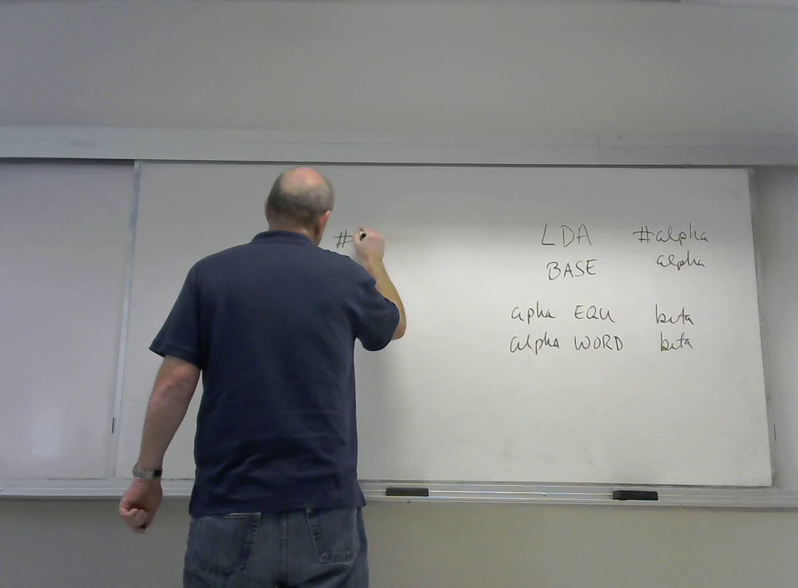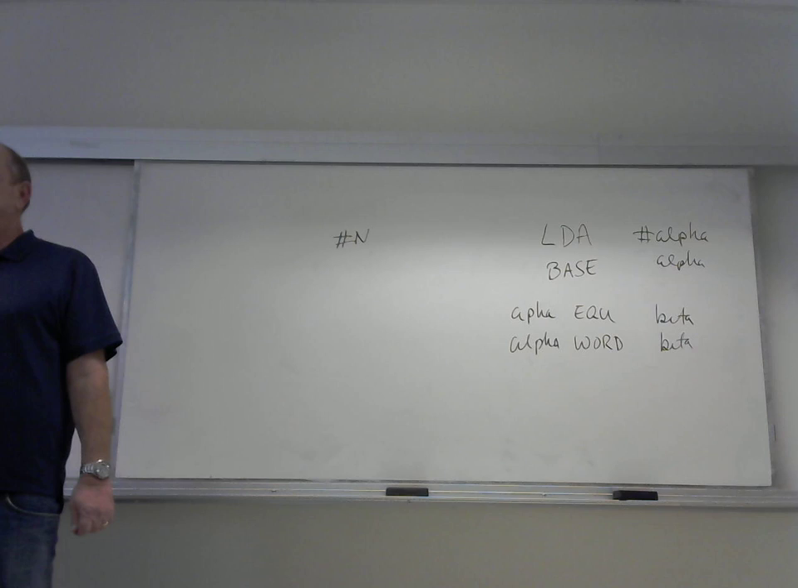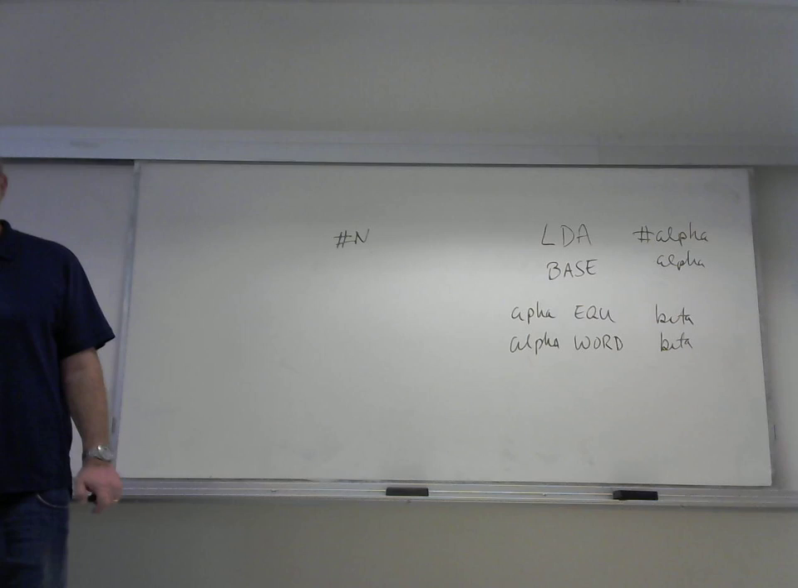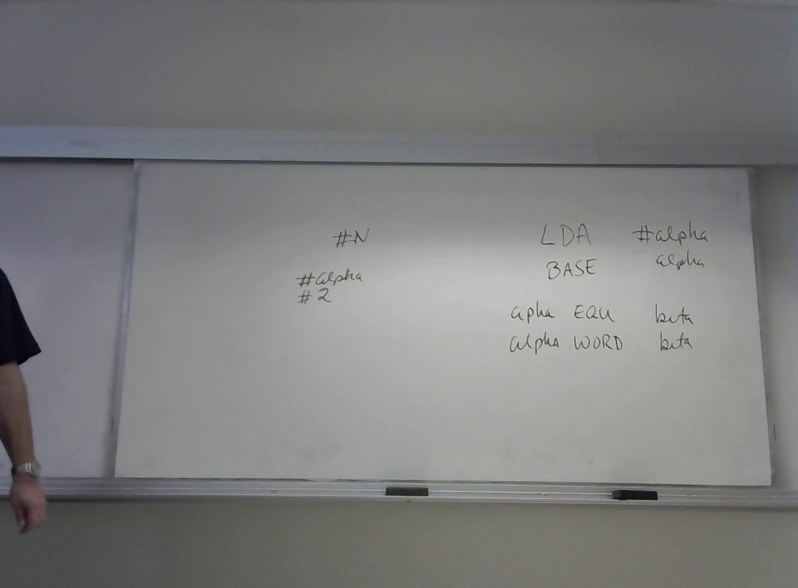What is this? Pound sign is an addressing mode. Well, where does the addressing mode have any relevance? Only with assembly language instructions. It's an addressing mode. Well, what's meant by addressing mode? Pound sign alpha, pound sign 2, those are immediate mode, at alpha.